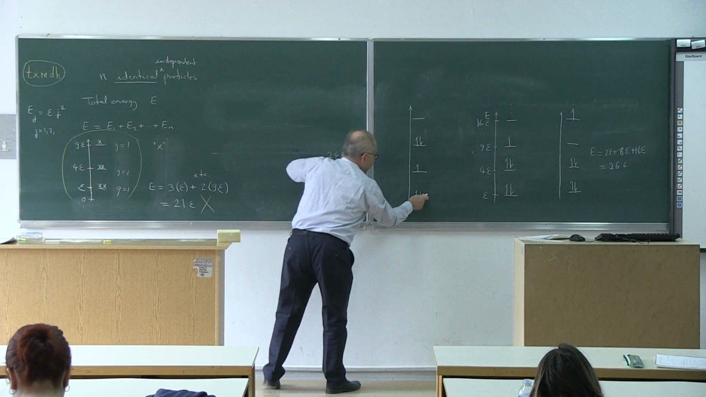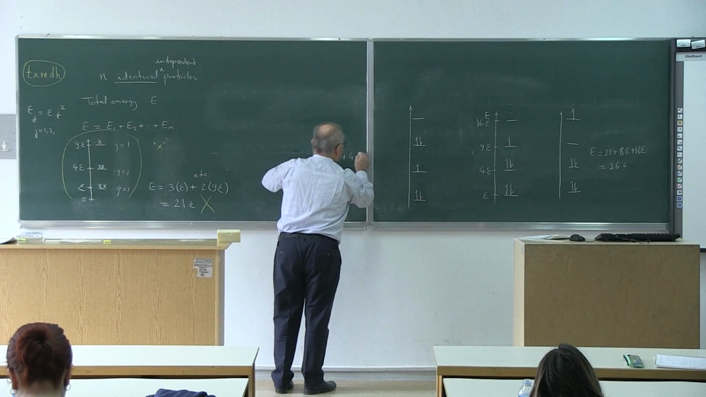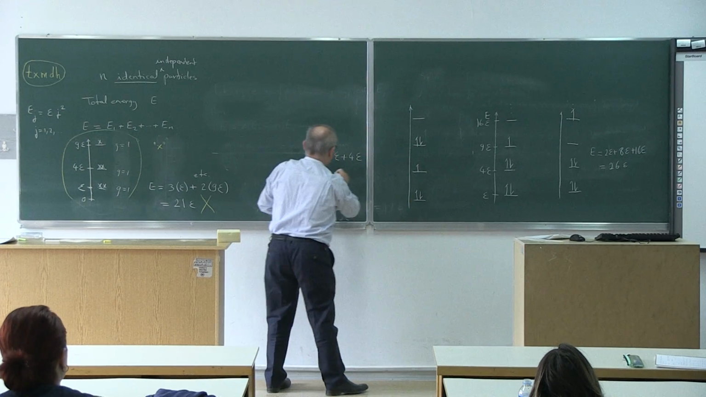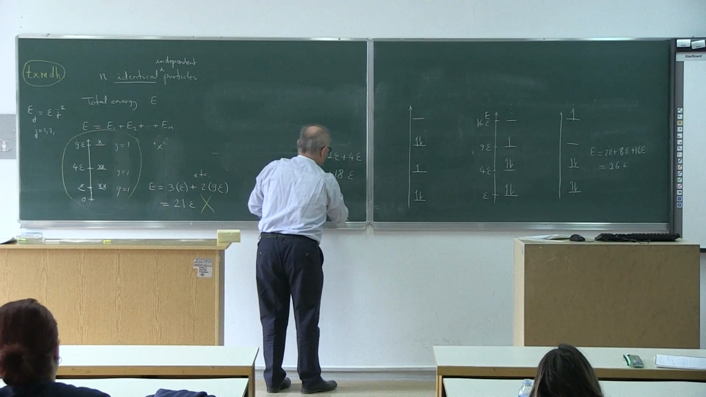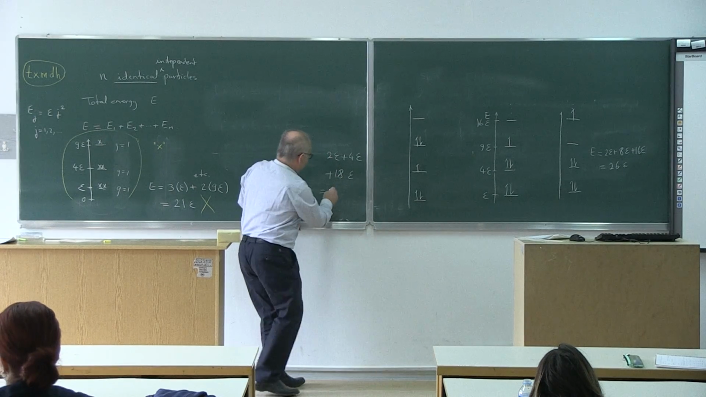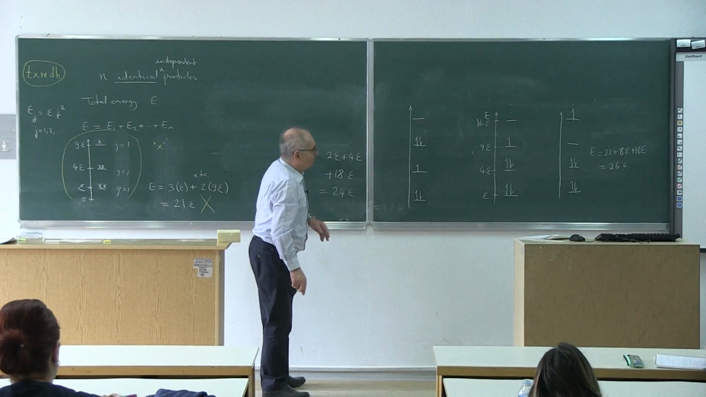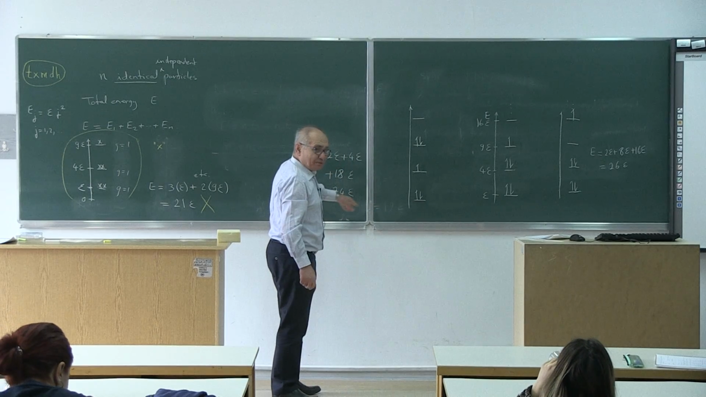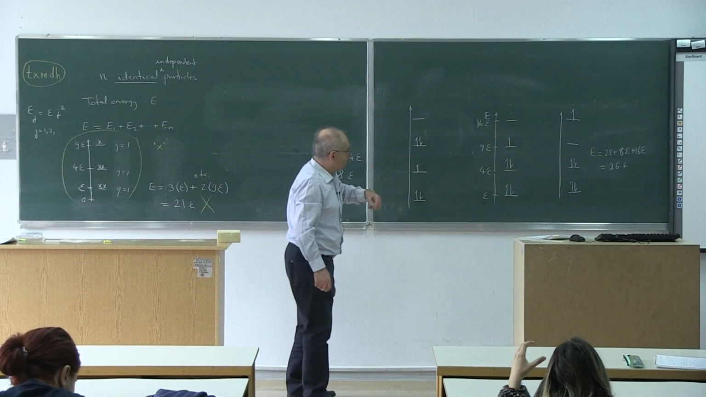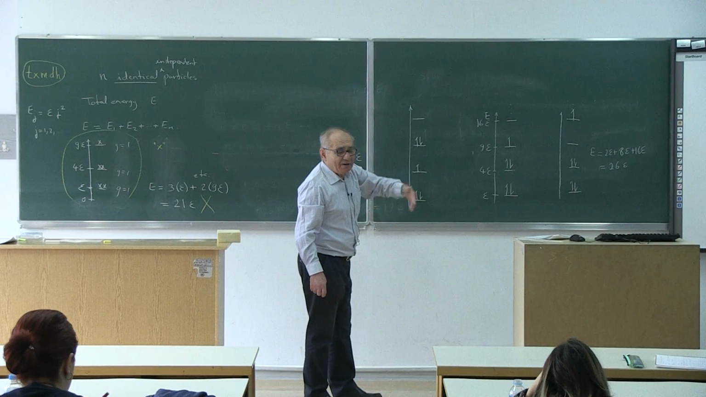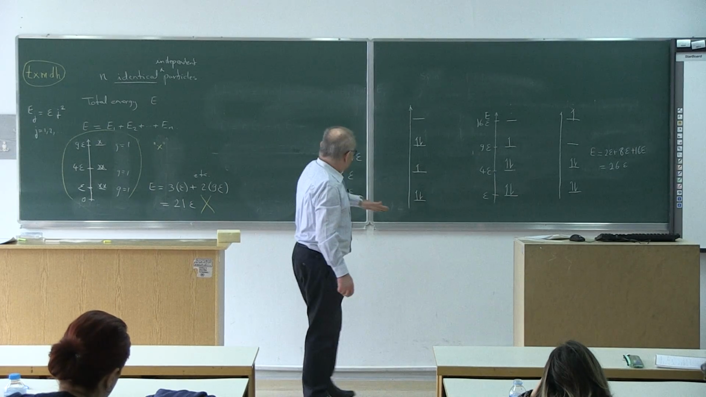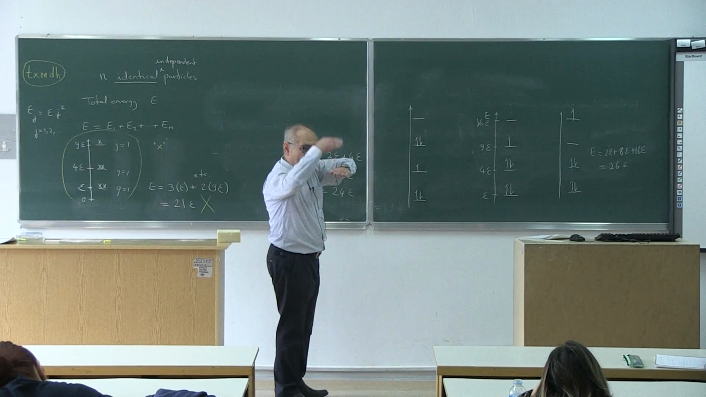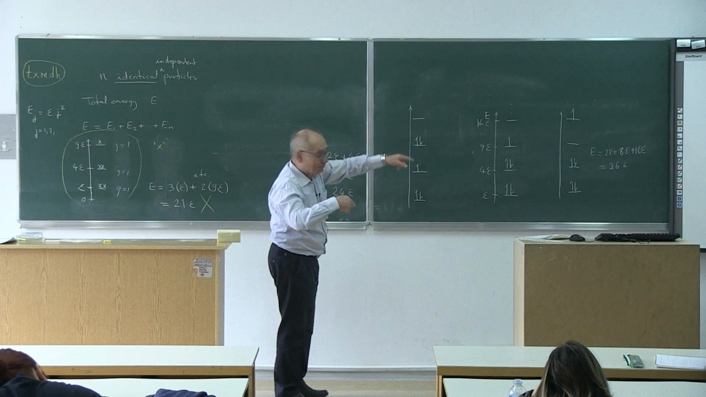2 times ε, this one, plus 4 ε, plus 2 times 9, 18 ε. This would give us 24 ε. Therefore, in this model, this energy, 24 ε for the total excited state energy, is smaller than 26 ε. So what do you conclude? This excited energy level is lower than that excited energy level.